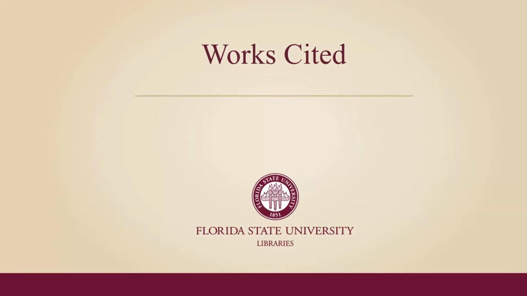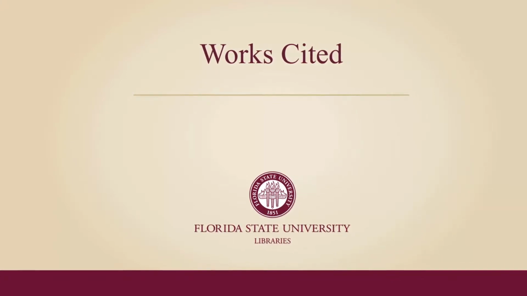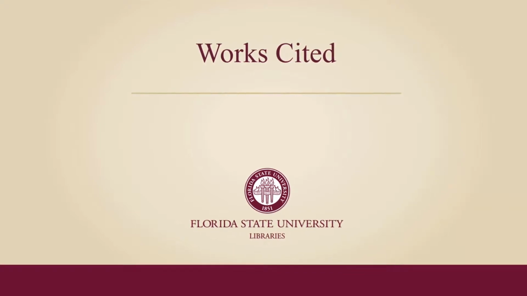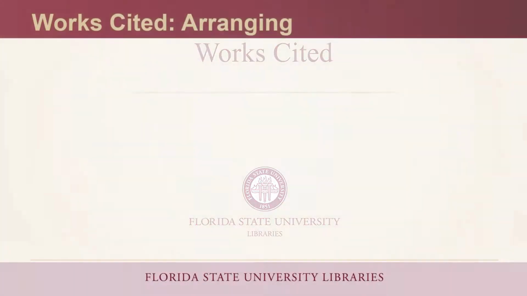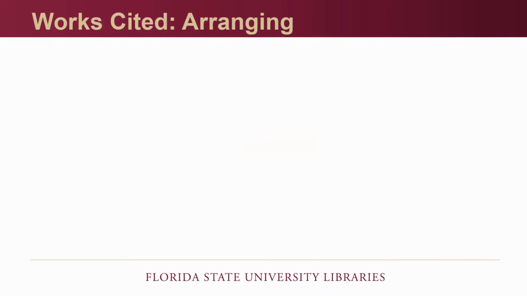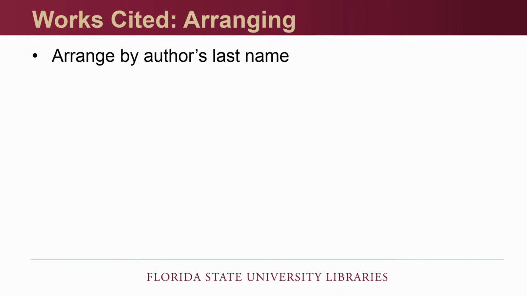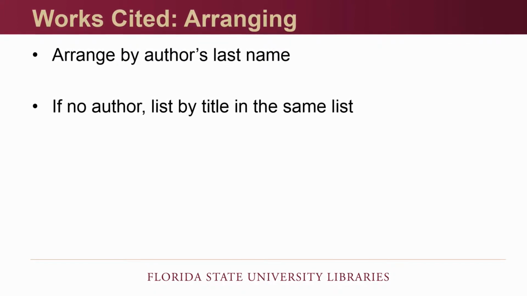The Works Cited page is a full list of all the sources you have cited during your research. It appears as a list at the end of your work in order to allow the reader to locate your sources. The Works Cited page should be arranged alphabetically by the author's last name. In the case of a work without an author, place it in the list alphabetically according to the title.